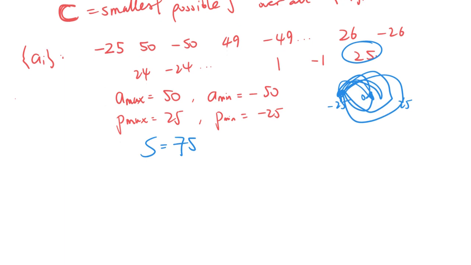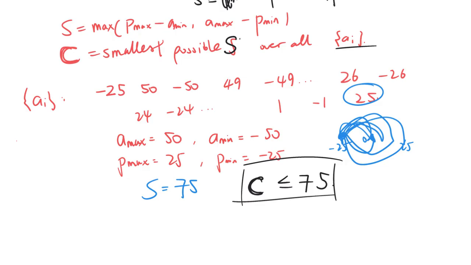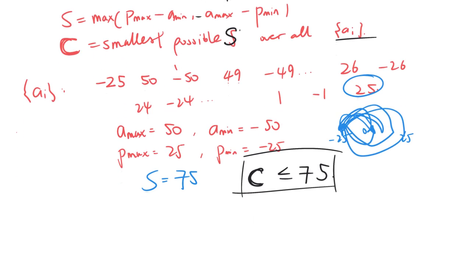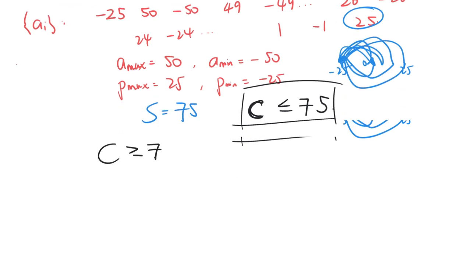Now we hypothesize that this is the smallest possible S. So C, the smallest possible S over all sequences, because we already have S is equal to 75 for this particular sequence AI, we know that C must be less than or equal to 75. So by showing this example, we already have this inequality. And this is something very typical in math Olympiads, where you use an example to show one side of the bound, and you use a proof to show the other. So what remains now is to show that C is at least 75, which is basically the harder part of the proof.